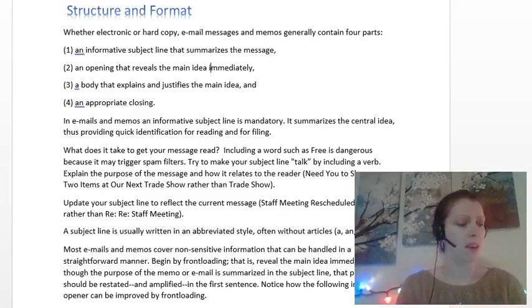Alrighty, so in emails and memos, an informative subject line is mandatory. You have to tell them why you're writing. So especially in emails, I'm sure you know how frustrating it can be to receive an email and you don't know if you should open it or not because you don't know what the person wants. You don't know if this subject is urgent. And you might open it and find out that it's spam or whatever. Make sure you include a subject line. It also matters for memos as well.